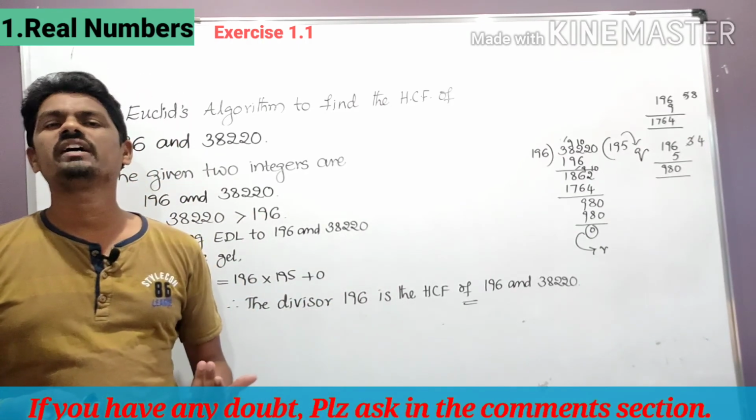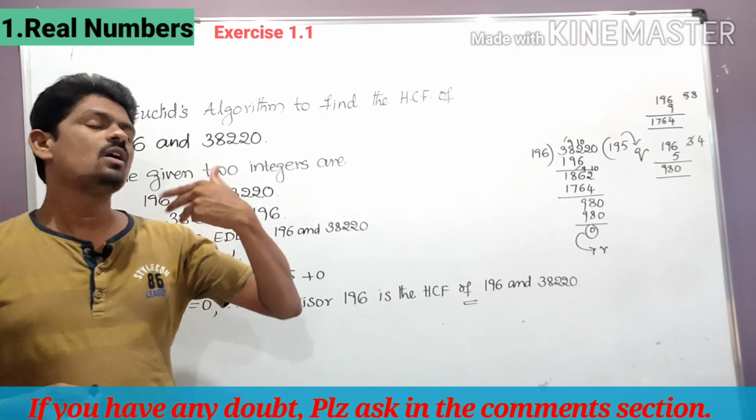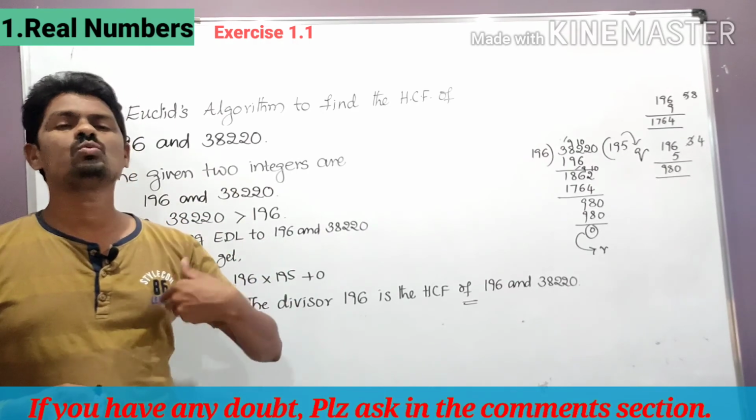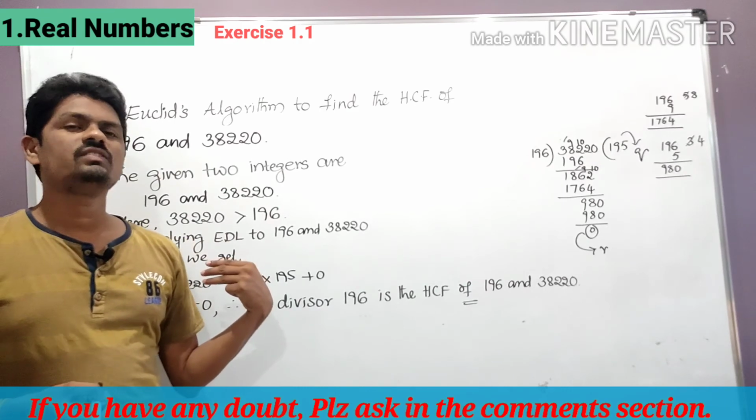So like this we can find not only for these two integers, student, whatever two positive integers he gives, we can find the HCF using Euclid division algorithm.